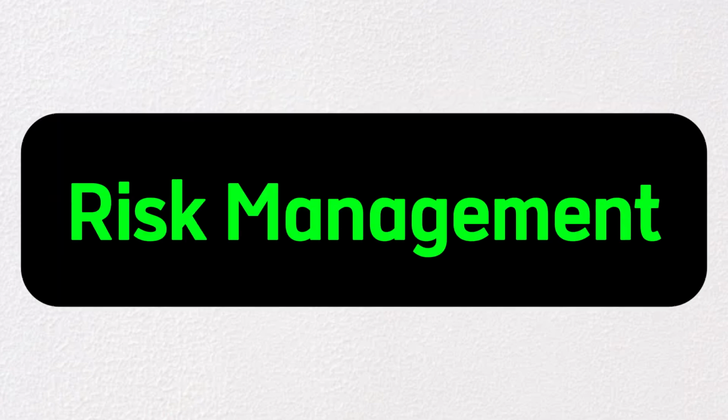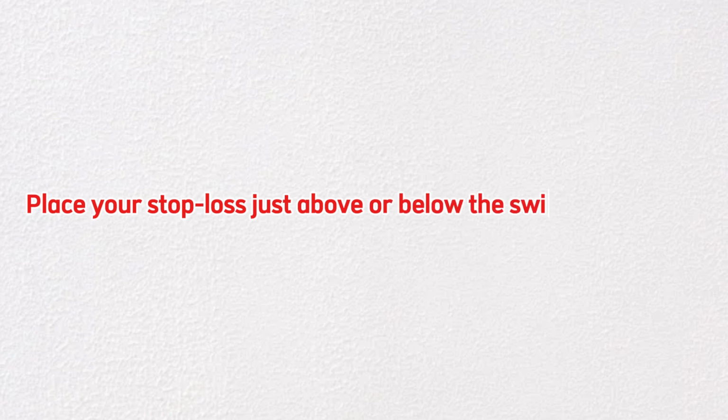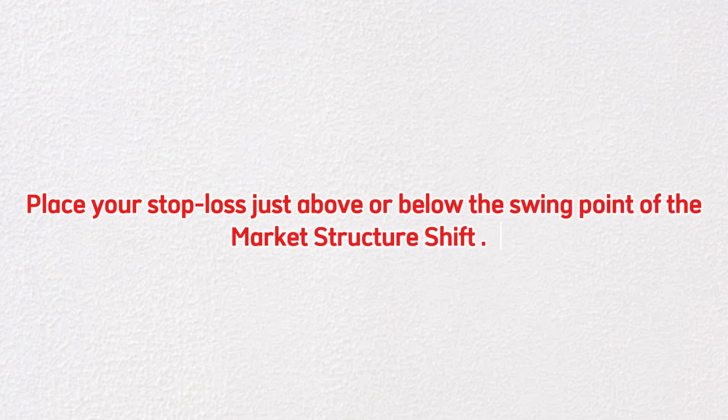4. Risk management. Risk a maximum of 1% per trade with a minimum risk to reward (RR) ratio of 2R. 5. Stop placement. Place your stop loss just above or below the swing point of the market structure shift. 6. Target selection. Aim for opposing liquidity levels or any clear liquidity points.